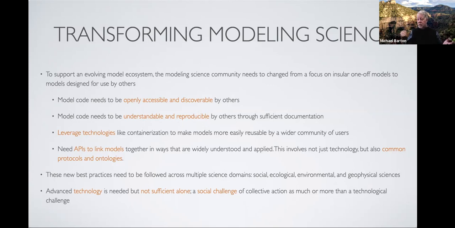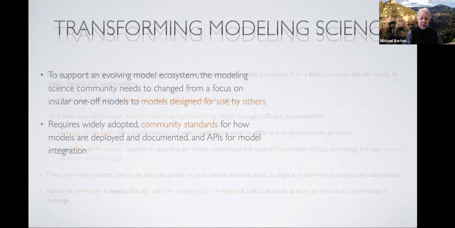And this, of course, doesn't just involve technology, but also protocols, ontologies, understanding of what terminology means. And a lot of systems has been instrumental in doing a lot of this kind of work. But we need these practices to be followed across multiple science domains. If we're looking at an integrated view of a coupled natural and human world, then we have to be able to do the same thing with our modeling. And while technology is needed, it's not sufficient alone. That means we have a social challenge of what my colleagues call collective action: bring together scientists to agree on how to go about doing these things.